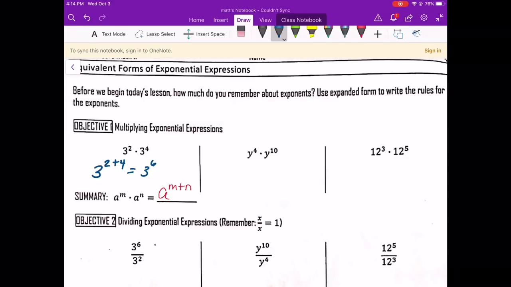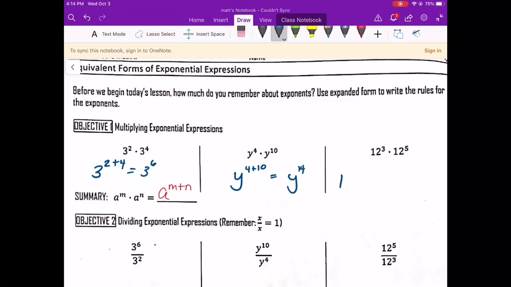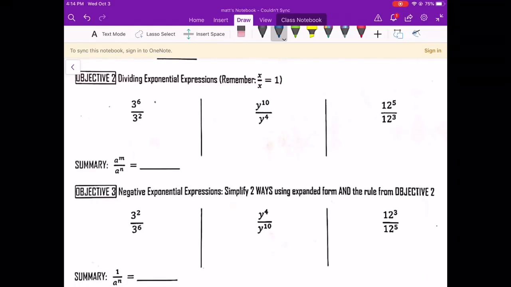Just trying to practice some more. y times y to the 4th times y to the 10th is y to the 4 plus 10, or y to the 14th. 12 to the 3 times 12 to the 5th is 12 to the 3 plus 5, or 12 to the 8th.